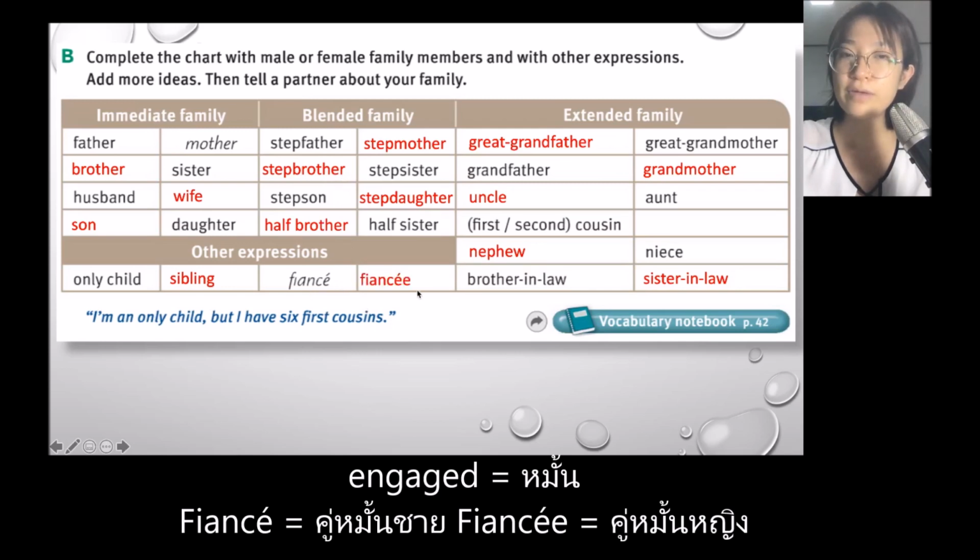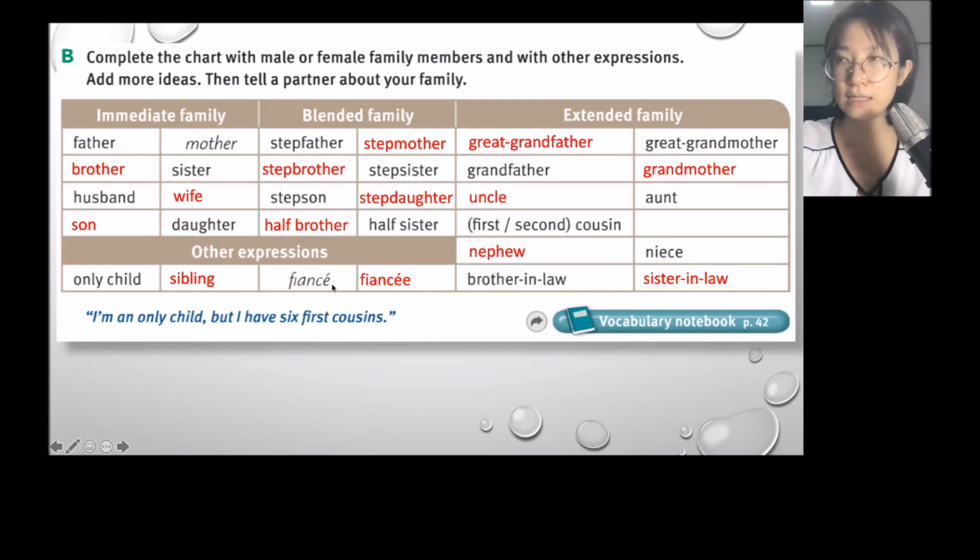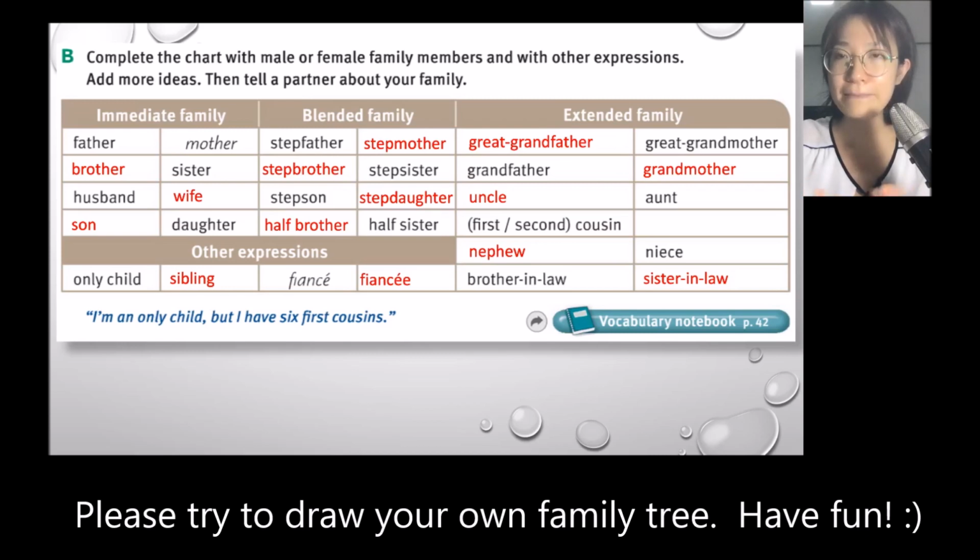And the female word for fiancé is fiancée. The pronunciation remains the same, but we add one more e at the end of the word. Okay, because both of these two words are borrowed from French. Okay, so now with these names, I hope you are not confused about these names. Please try to draw a family tree of yourself.